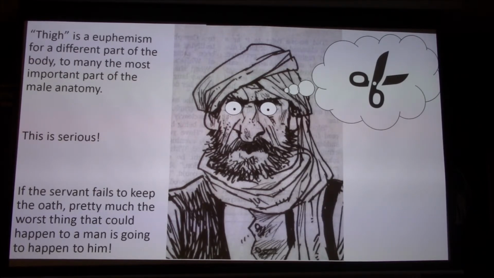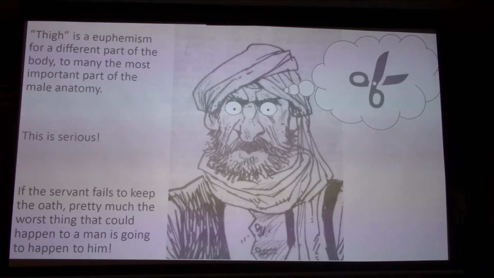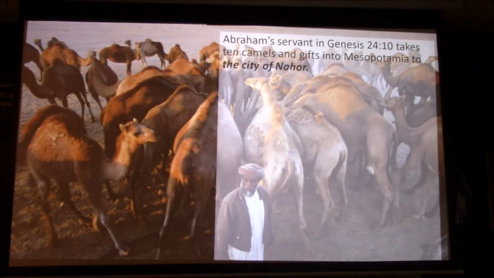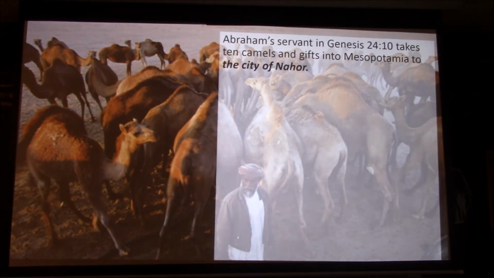You didn't know that the Bible talks like that, but it does, American listeners. You understand? That's what's going on. So anyway, Abraham's servant in Genesis 24:10 takes 10 camels and gifts into Mesopotamia to the city of Nahor.